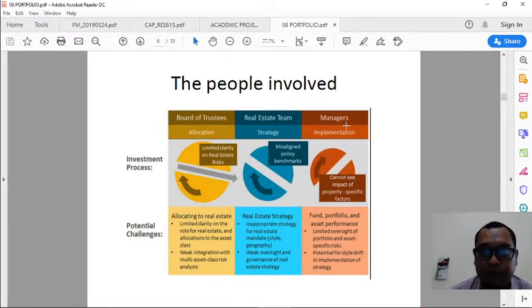Okay, so the people involved, this is important for us to know, because usually when we talk about portfolio investments, we talk about big organizations, big corporations. Big corporations don't necessarily have just 5 or 6 staff. They have maybe hundreds or even thousands. These very big and also public organizations have a lot of departments and a lot of branches, whereby they can have the executives, the managers, the real estate team, the board of trustees, the board of directors, CFO, COO, CEO, and chairman of the board of directors, and so on.